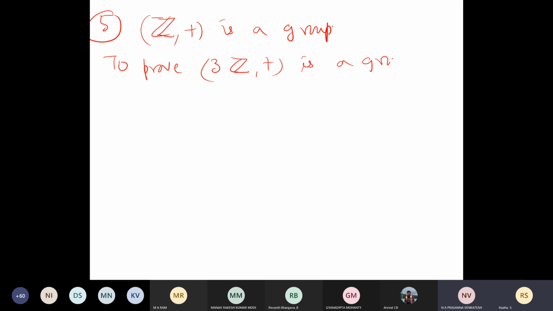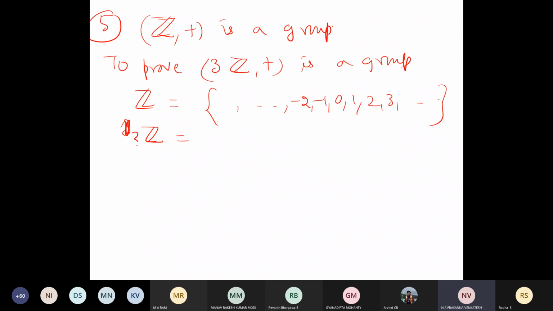What do you mean by 3 times Z? See, Z has elements something like this: -2, -1, 0, 1, 2, 3, etc. So 3 times Z, can you say what type of elements will be there? 0, 3, 6, 9, etc., and here also -3, -6, -9, etc. Only these type of elements are there in 3Z.